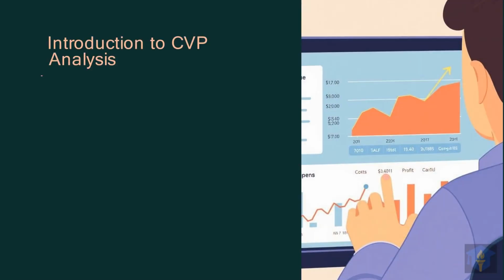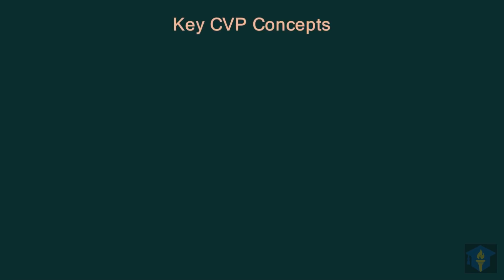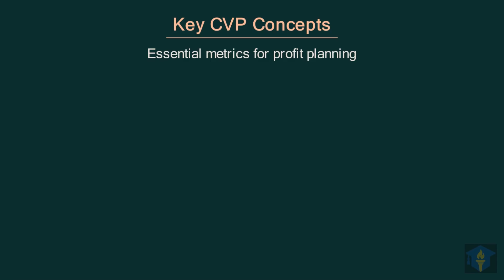Now, let's introduce a powerful analytical tool: Cost Volume Profit, or CVP analysis. CVP analysis helps us understand the crucial relationships between costs, sales volume, and the resulting profits. Let's explore the key concepts of CVP analysis, which are essential metrics for effective profit planning. These concepts provide the foundation for understanding how changes in sales and costs impact profitability.